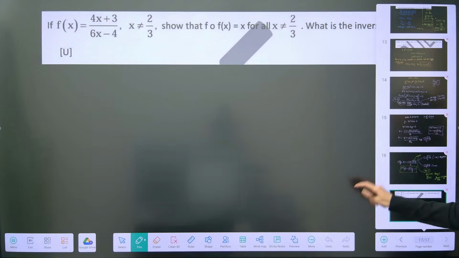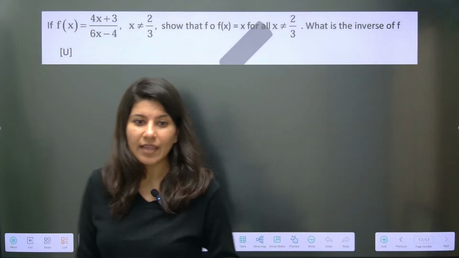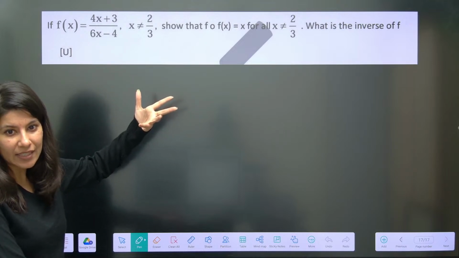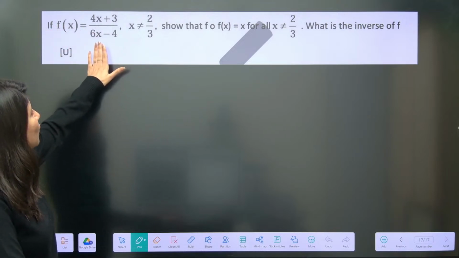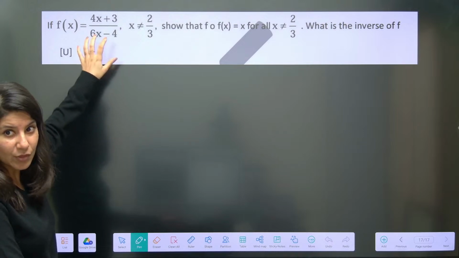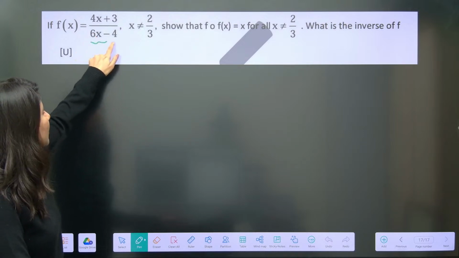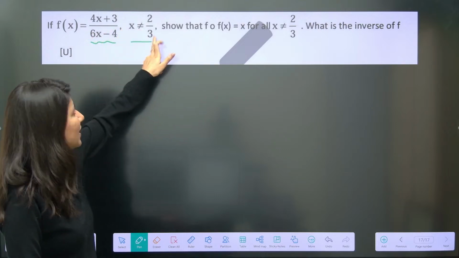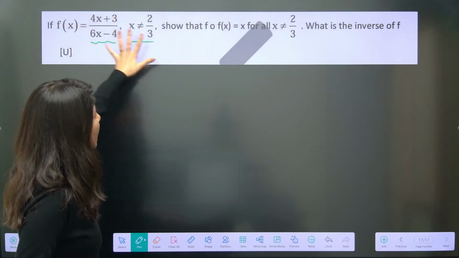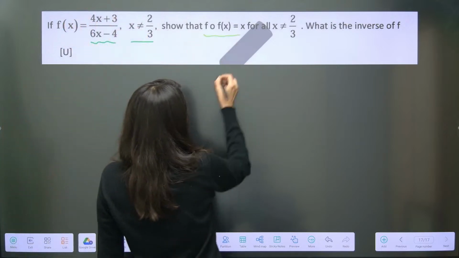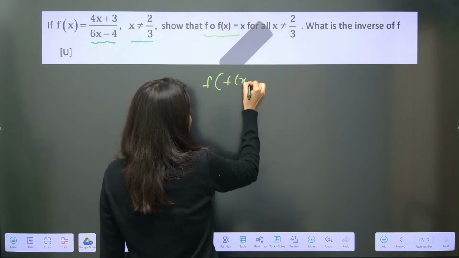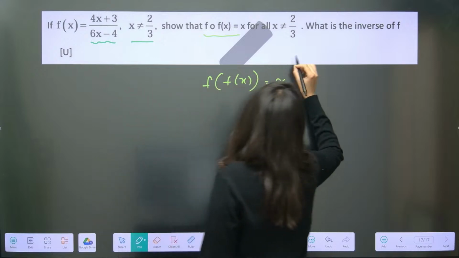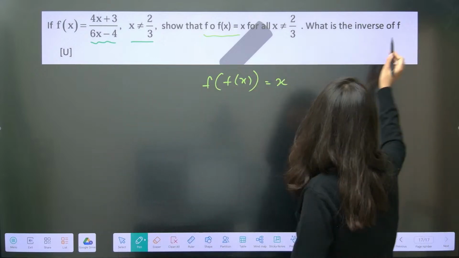It says that fx is equal to 4. By the way, it is a 5 marker question, so obviously it will be a lengthy question. Fx is given as 4x plus 3 upon 6x minus 4. This is your function. And obviously the denominator will not be equal to 0, so 6x minus 4 not equal to 0 will give you x not equal to 2 by 3. We need to show that f of x is equal to x. And what is the inverse of f?